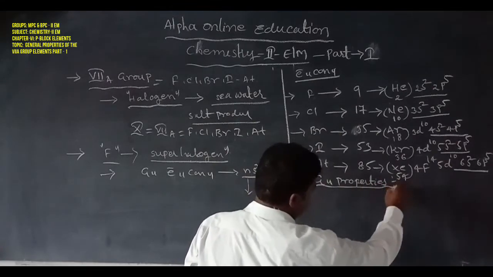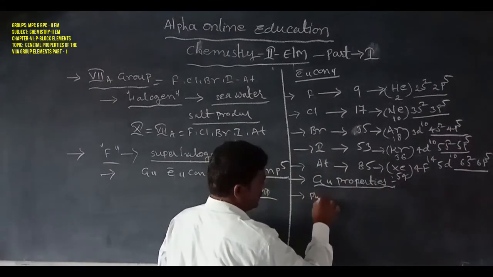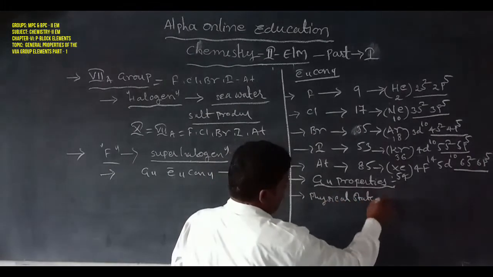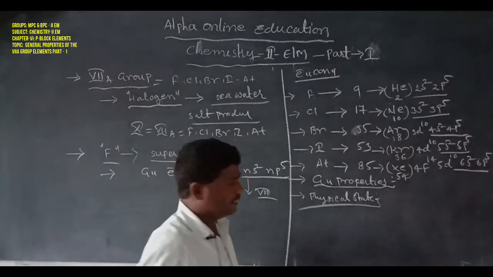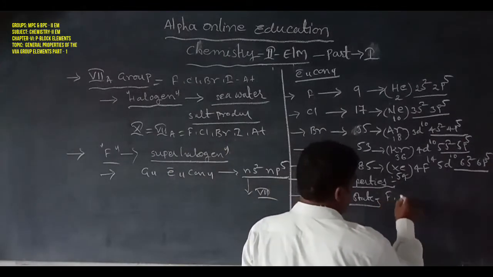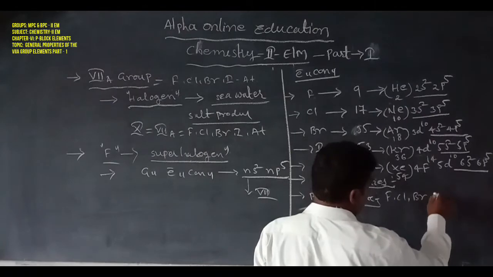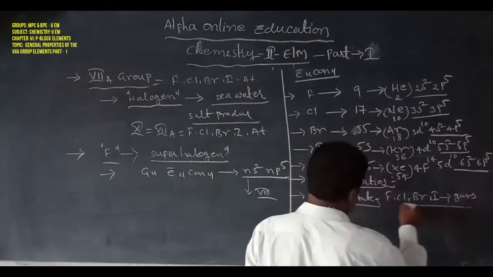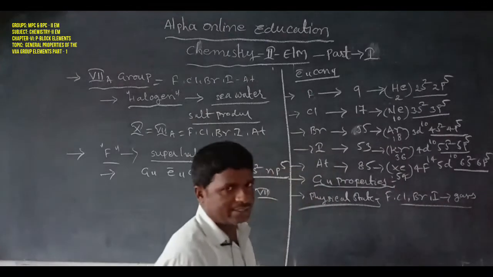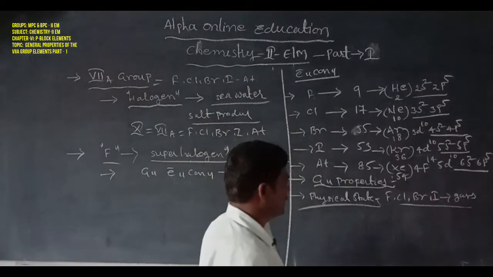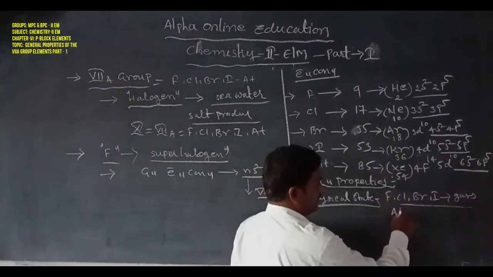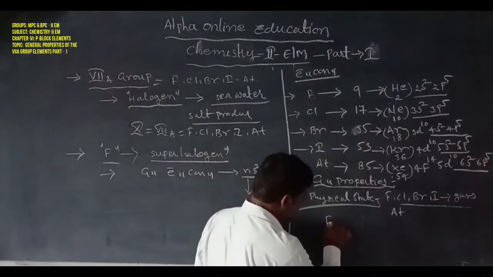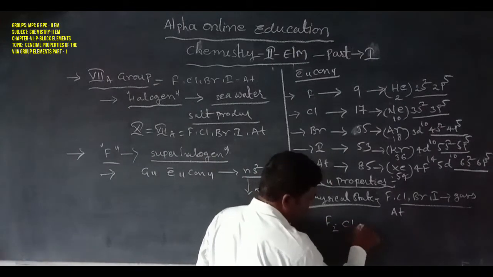Next one, general properties of the 7th A group elements. First one, physical state. Fluorine and chlorine are gases, F2 and Cl2, and bromine and iodine are the remaining elements.